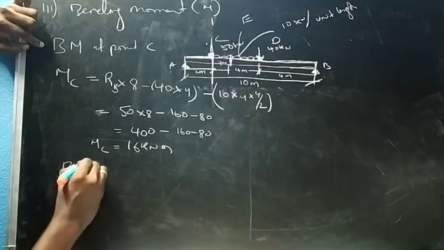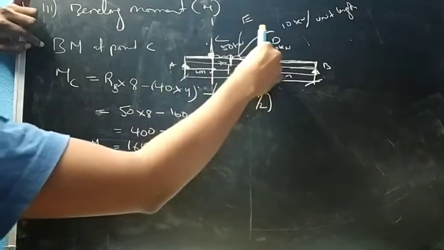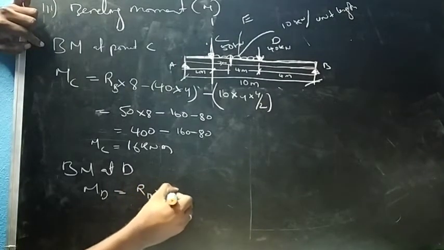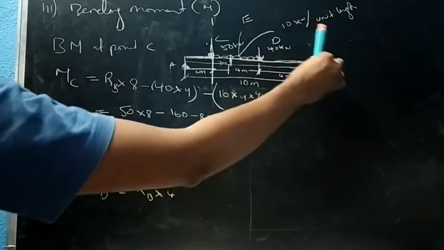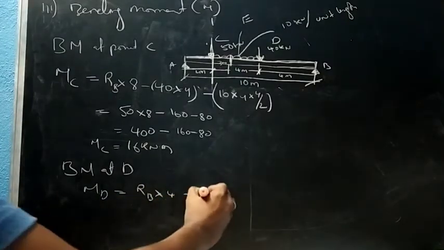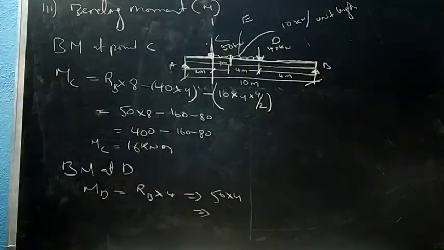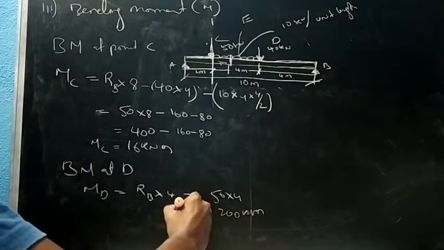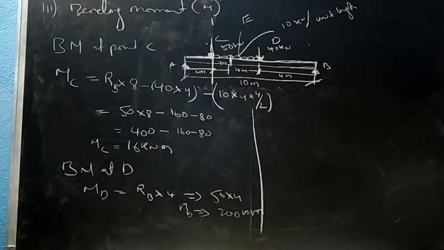So bending moment at D, that is MD equals to RB into 4 meters, that's it. So for the bending moment here, we are calculating, we have to come from right to left, so the only value we are left with is RB into 4, we know RB is 50 into 4, right. So we will get 200 kilonewton meter. So now the interesting part, we have to find out the bending moment at E.